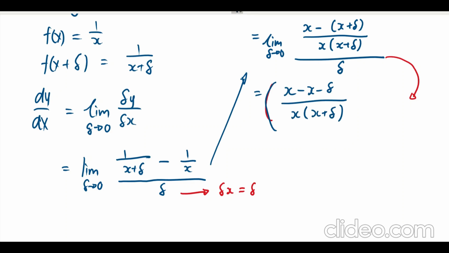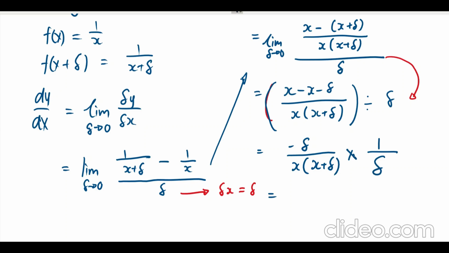Then over, we treat the over as a divide by delta. So the next step would be minus delta over x(x plus delta), times 1 over delta. In this case, delta and delta cancel. What are you left with? You are left with negative 1 over x(x plus delta).